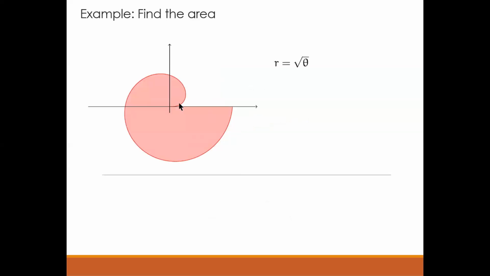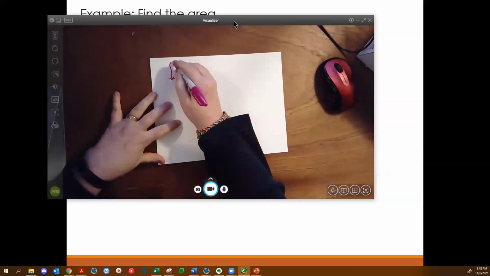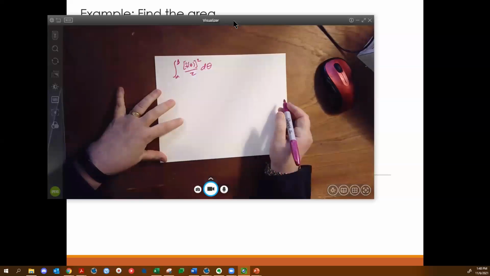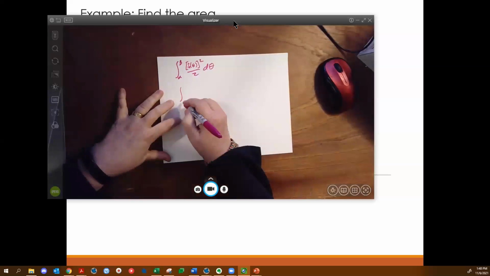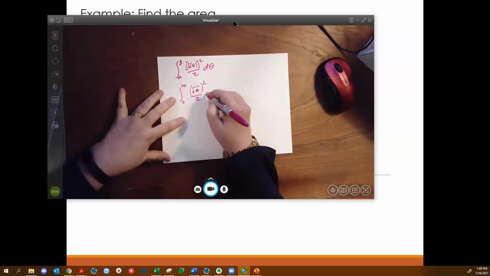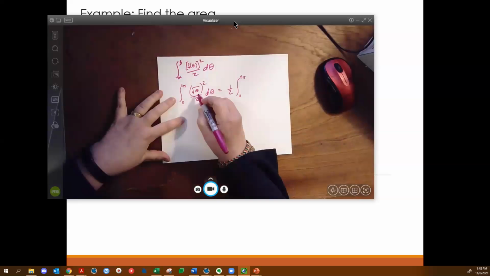The first one, it appears theta is going from 0 all the way around to 2 pi. So we're going to integrate. My formula is the integral from alpha to beta of f of theta squared over 2 d theta. So in this situation, I have the integral from 0 to 2 pi. My function is the square root of theta, which I will square and put over 2 d theta. We'll bring the 1/2 out front, integrating from 0 to 2 pi. The square root of theta squared is just theta.